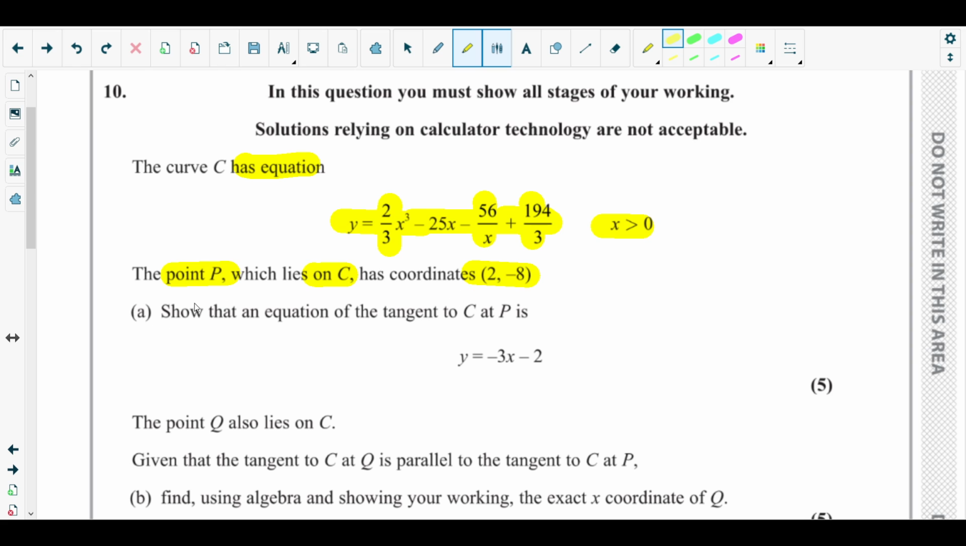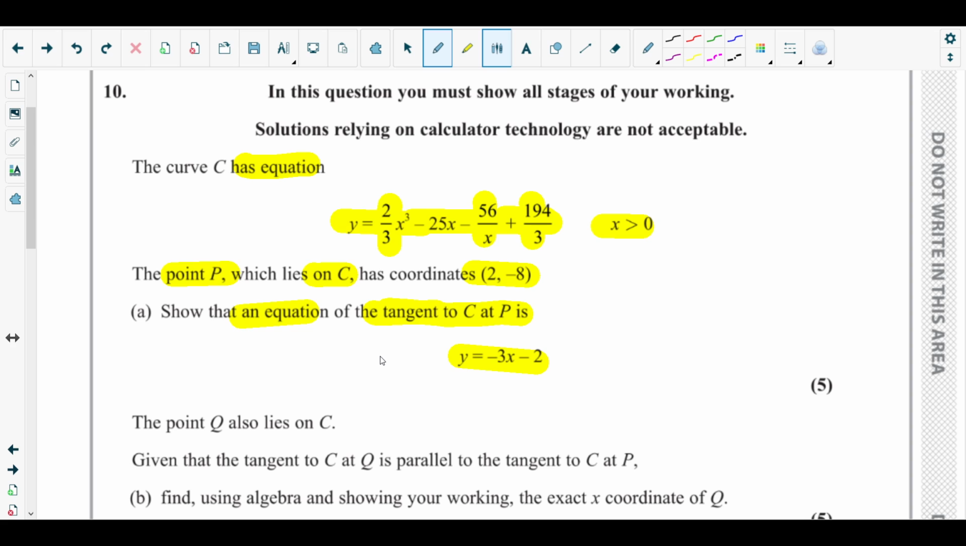Part A asks to show that an equation of the tangent to C at P is y equals -3x minus 2. So basically we need to find the equation of the tangent to the curve C at point P. So, finding the equation of the tangent.